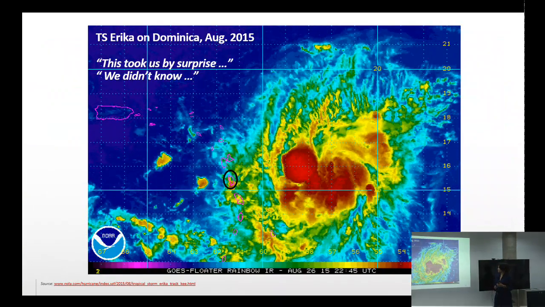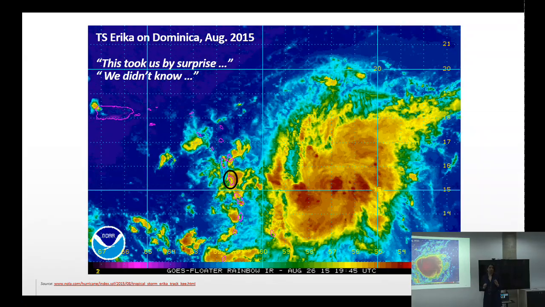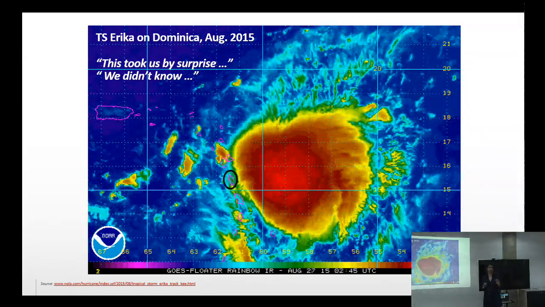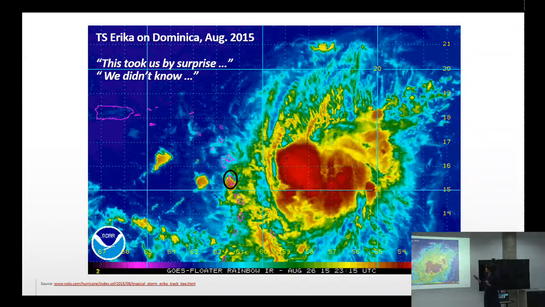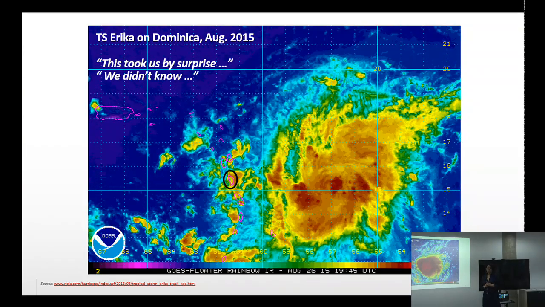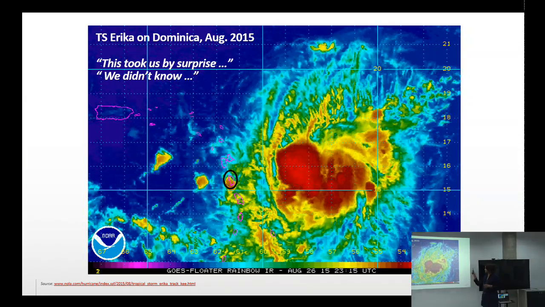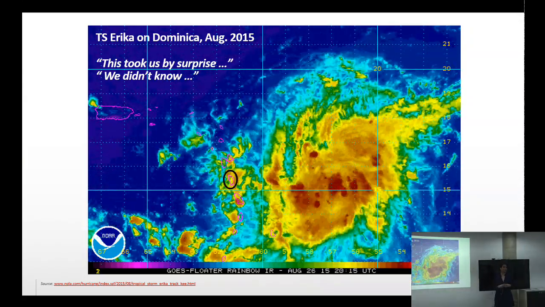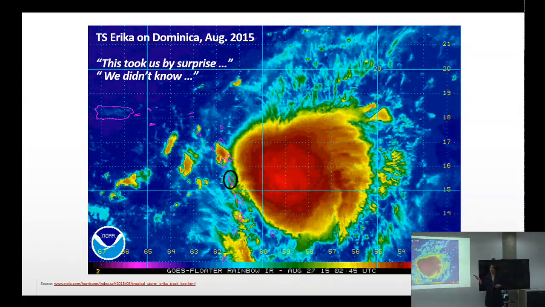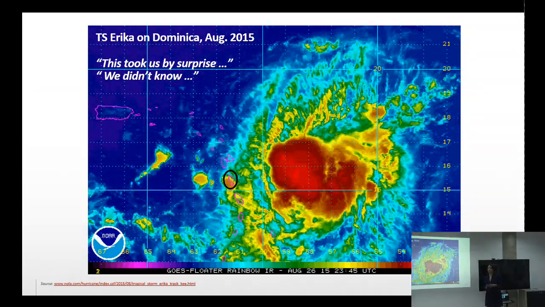So given that, I'm just going to share 2 slides on generally what some of my research is about. This influenced me greatly. Tropical Storm Erika took place in Dominica in 2015. This is a radar map just showing the storm approaching. Dominica is the one circled in black there, that little tiny island.